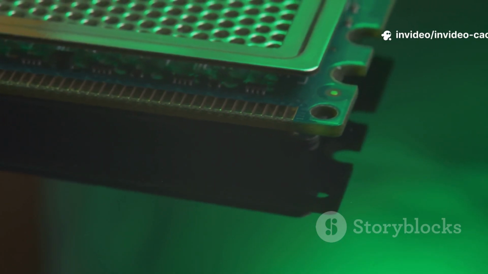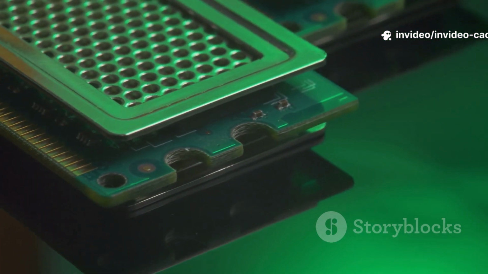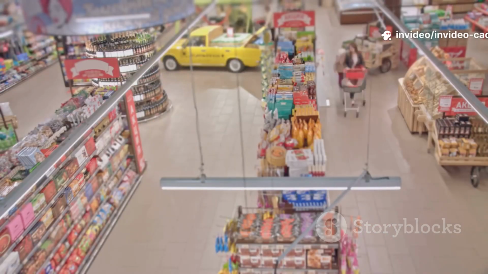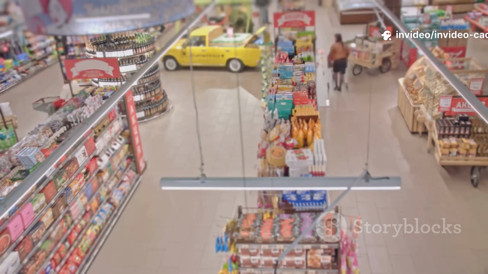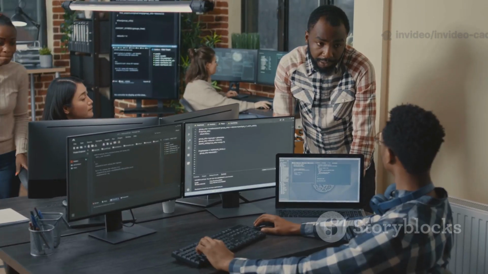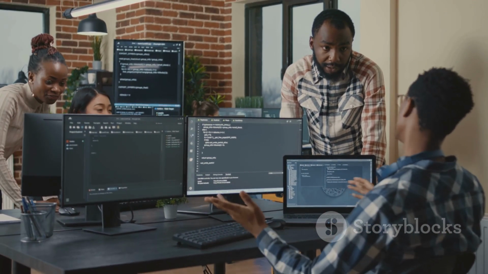Another technique to speed up data access, especially during a cache miss, is memory interleaving. Instead of treating main memory as one big monolithic block, it's organized into multiple independent banks. Think of it like having multiple checkout lanes at a supermarket instead of just one. The system can start fetching a chunk of data from one bank, and while that's in progress, it can immediately start the next fetch from a different bank without waiting.